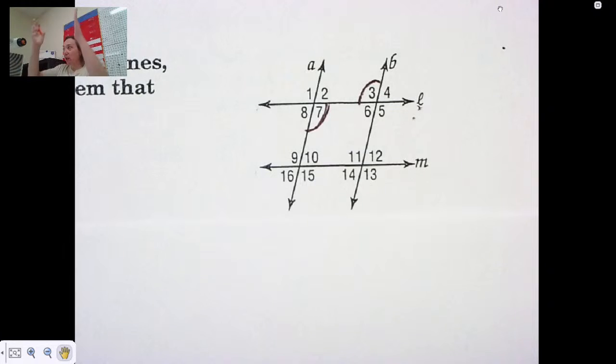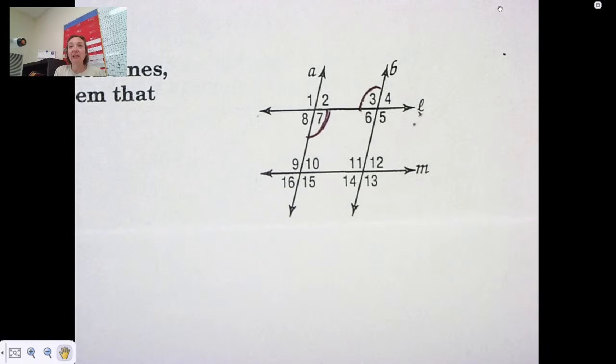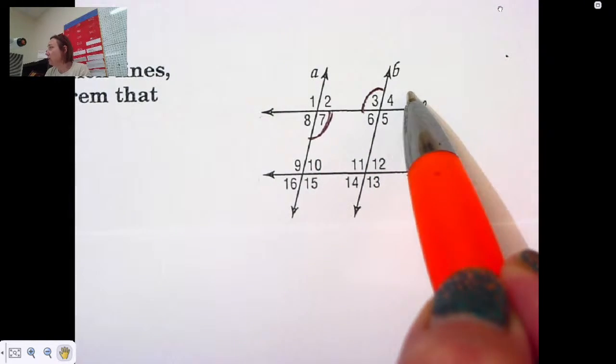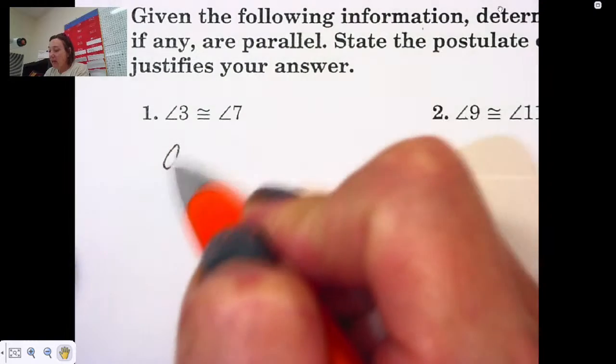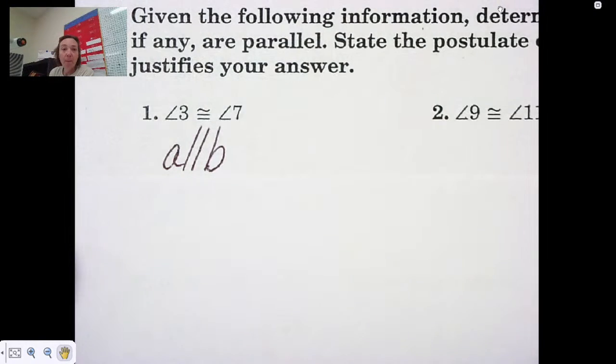Inside. Here's A and B. Are they inside or are they outside? Oh, inside. They're inside. So they are alternate interior angles. And we know alternate interior angles are congruent if the lines they're inside of are parallel. So that tells us that what lines would be parallel in this situation? A and B. So we would write that as A is parallel to B, like this. Okay? And what's our justification?